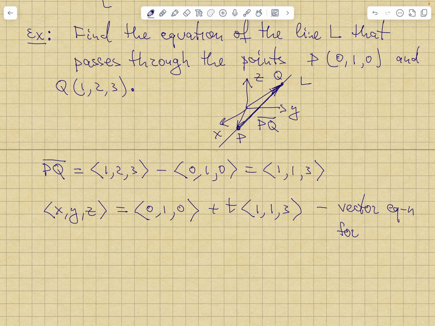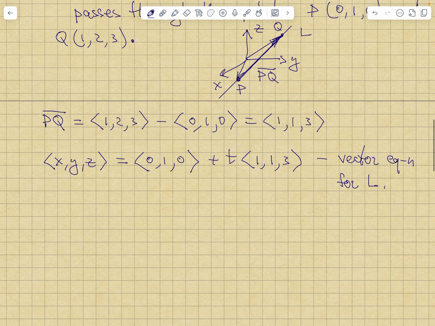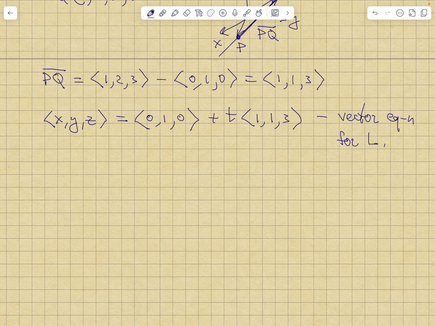If I want to find the corresponding parametric equation for L, I simply need to write this in components, and so x has to be equal to 0 plus 1 times t, so x is t, y is 1 plus t, and z is 0 plus 3t, so just 3t.